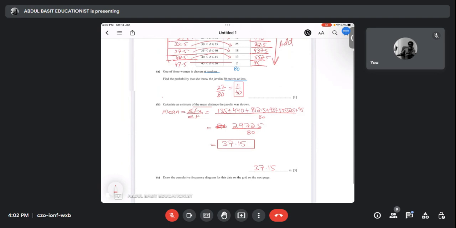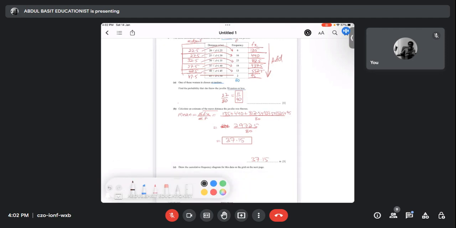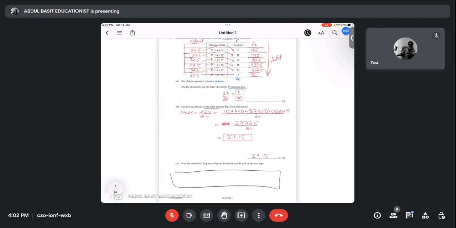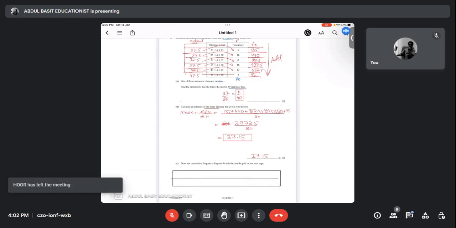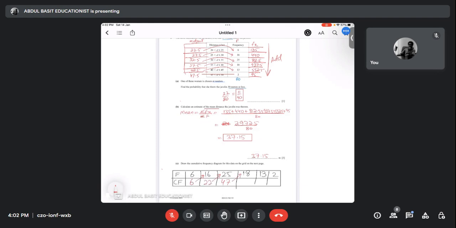Okay, draw the cumulative frequency diagram. For cumulative frequency you first need the frequency. So to make the cumulative frequency, we will first write it like this. This will be our data. Then the frequency is 6, 16, 25, 18, 13 and the last one is 2. How do we write CF? Write the first one as it is, then add 6 plus 16, 22, 22 plus 25, 47, 47 plus 18 is 65, 65 plus 13 is 78 and 78 plus 2 is 80.